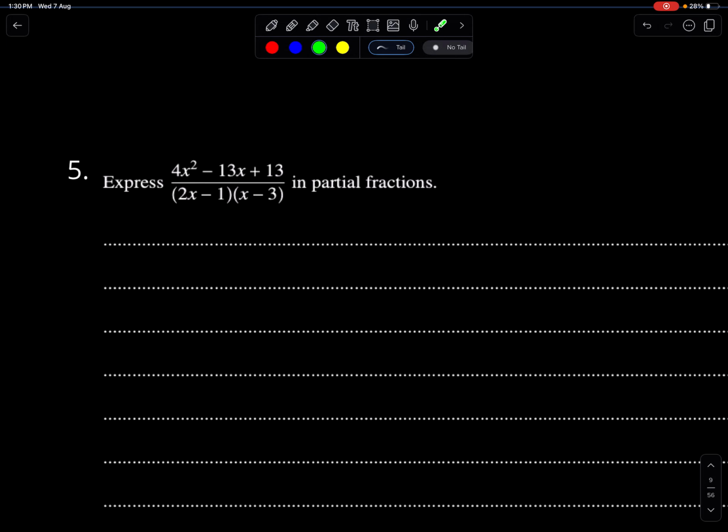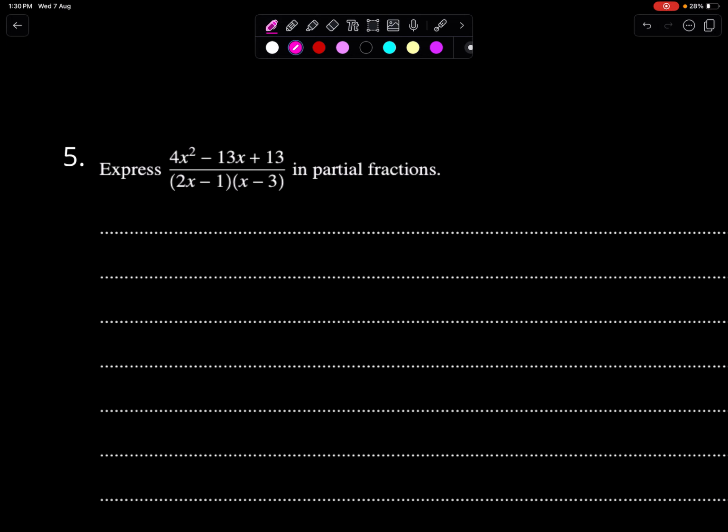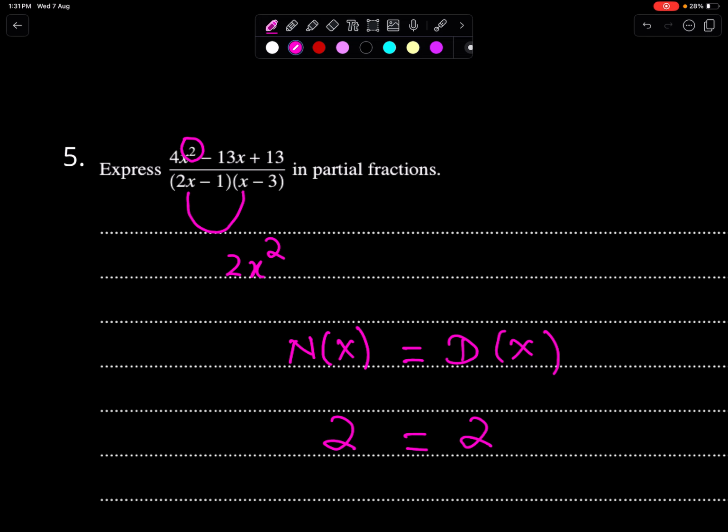This is the example question. See, when we multiply these two terms, we will get 2x square. And here the highest power is 2. So in numerator the highest power is 2 and in denominator it is 2. So this fraction is improper.